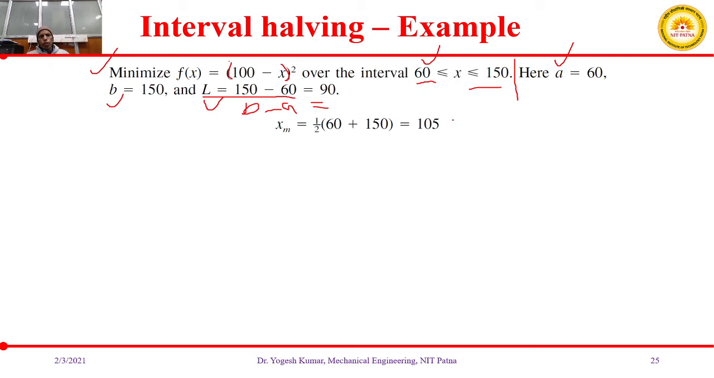Now you are supposed to identify the midpoint of your search interval. So how will we calculate the mid of your search interval? This will be xm equal to 1 by 2 times (60 plus 150), which is 210, and half of it will be 105.